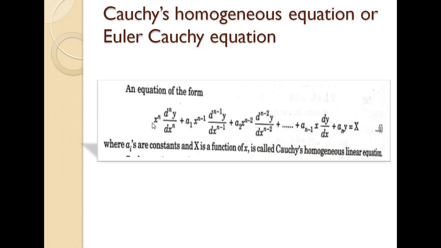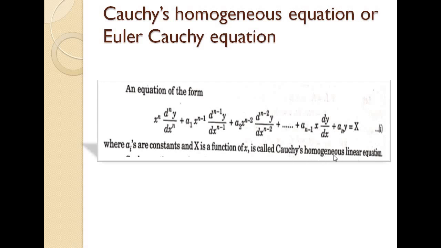Specifically, it should take this form: x^n d^n y/dx^n + a1 x^(n-1) d^(n-1)y/dx^(n-1) + a2 x^(n-2) d^(n-2)y/dx^(n-2) + and so on + a_(n-1) x dy/dx + a_n y = X. An equation of this form is called Cauchy's homogeneous equation or Euler Cauchy equation.